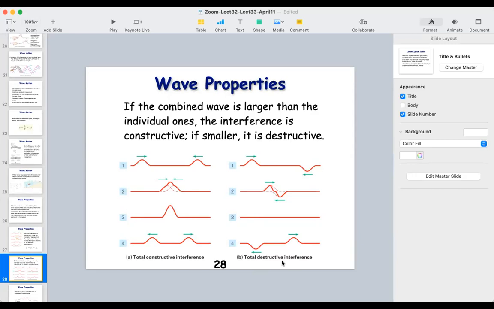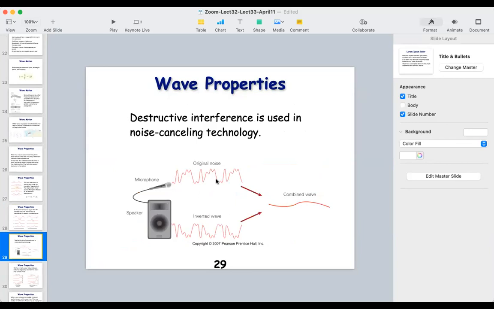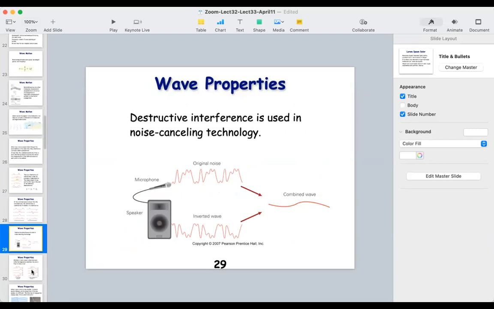The noise canceling headset essentially uses this method. It is used for the noise canceling technique. So here you have the original noise, and then the system generates an inverted wave so that the combined wave gives a fantastic sound, removing the noise.